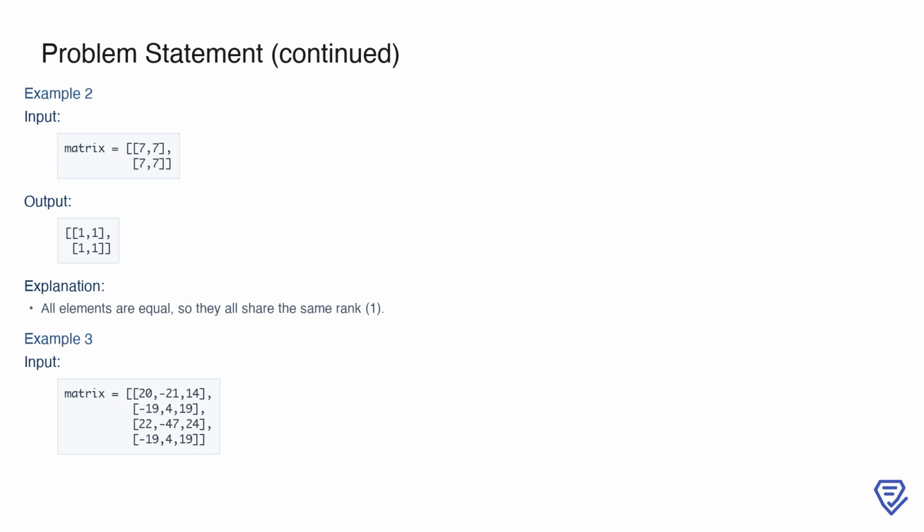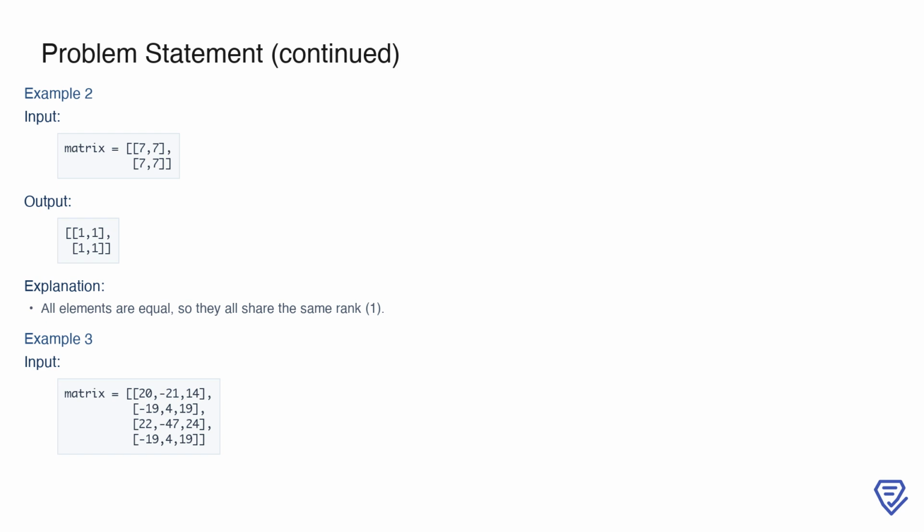Now, consider a different example where the input matrix is 7, 7, 7, 7. Since all elements are equal, they all share the same rank. In this case, each element is assigned rank 1, resulting in the output matrix 1, 1, 1, 1.